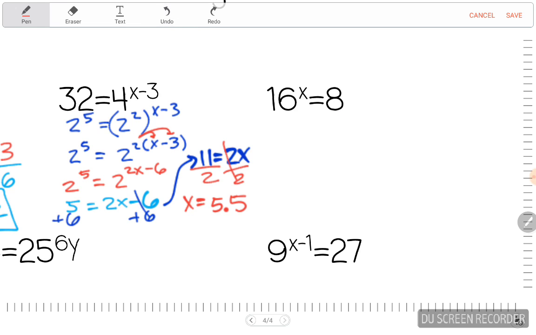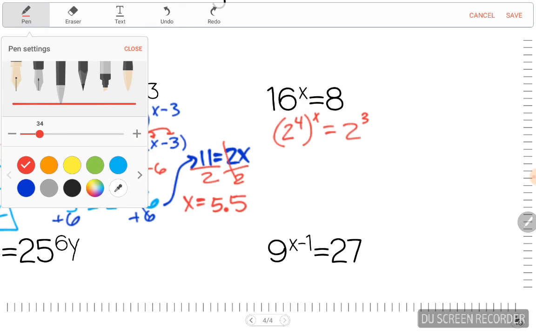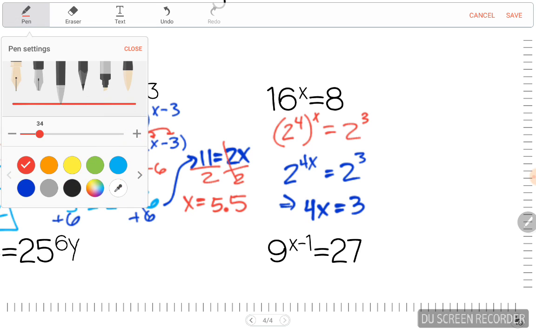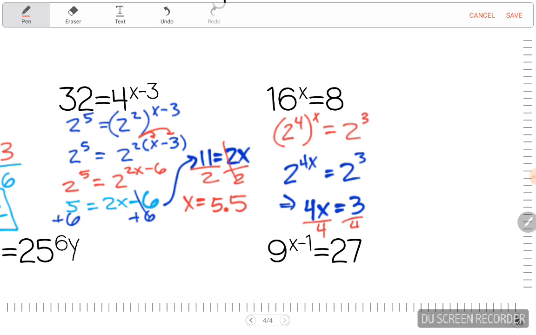So the base that I need to use here is 2. 16 is the same as 2 to the 4th. 8 is the same as 2 to the third. Power to a power, so I have to multiply. I get 2 to the 4x equals 2 to the third. That means the exponents must be equal, so I have 4x equals 3. I can divide both sides by 4, and I get x equals 3/4.